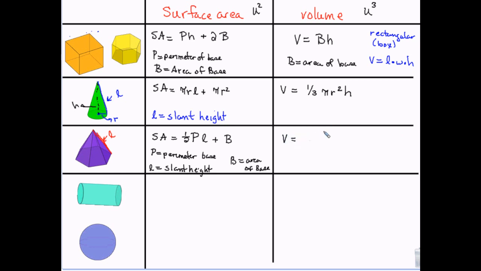The volume is 1/3 the area of the base times the height. And the height goes straight up and down the center, like this.